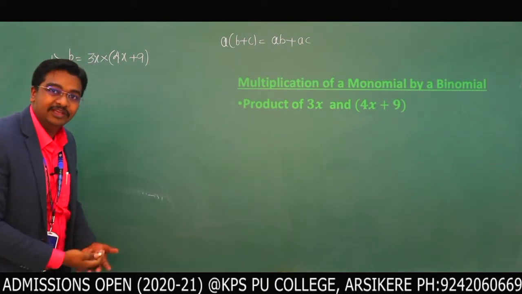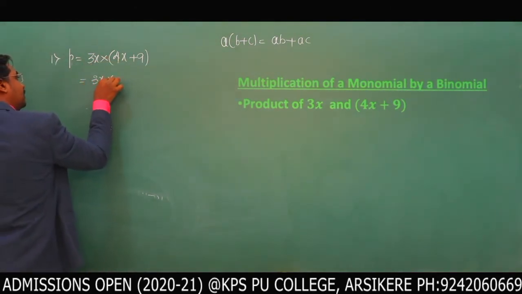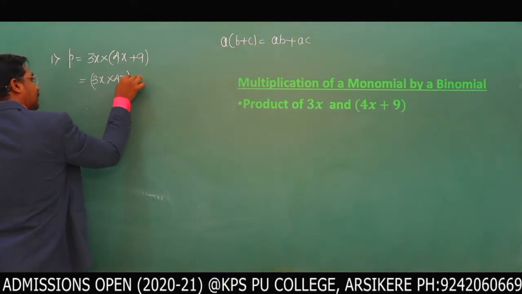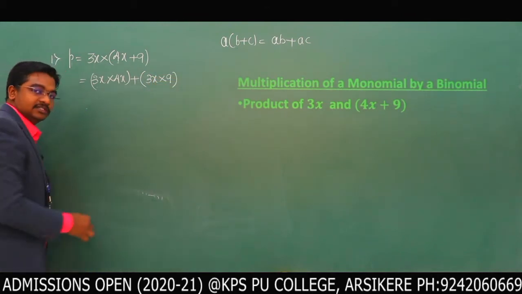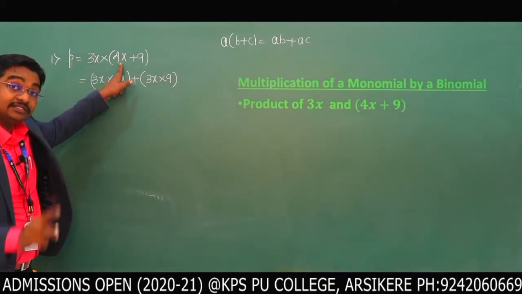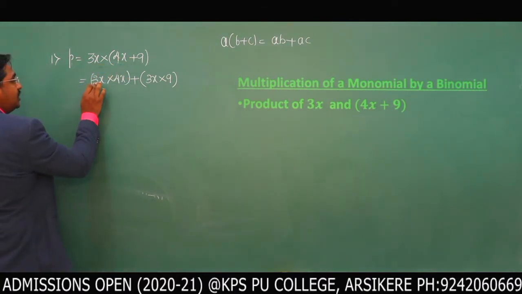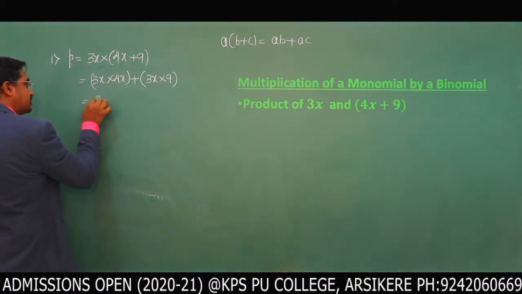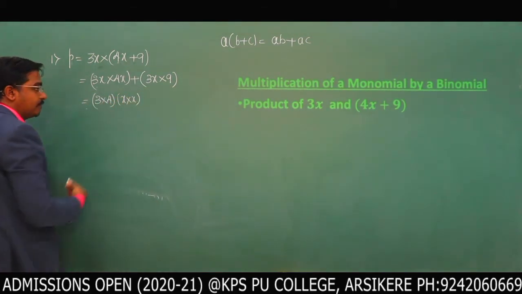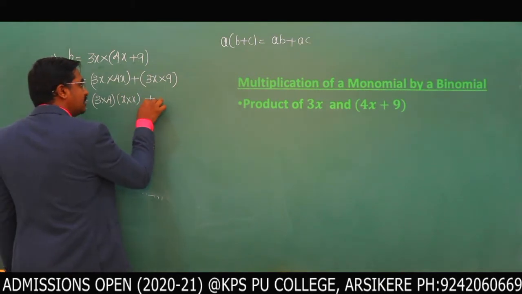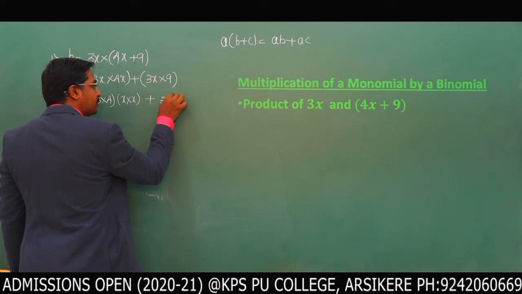We follow the same thing here. So first 3x into 4x, plus again 3x into 9 for the second term. Is it clear? 3x into 4x plus 3x into 9. Okay. Now 3x into 4x. First combine the coefficients, then the algebraic terms. Plus here also the coefficient of x is 3 and the constant term is 9.